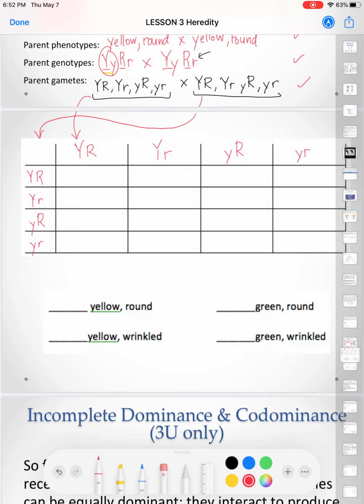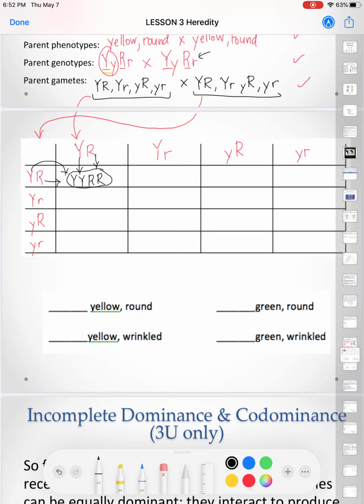So you can see it gets a little bit more complicated here. So in this first box, in the first column in the first row, we can see I'm going to have a mixture of two Y's, one from each parent, and both of them are dominant, so it doesn't matter which one I put first, but always put the Y first. And we can see now that we have a mixture also of the two dominant R's. So I'm going to put those two R's there. Okay, so this individual is homozygous dominant for both traits.